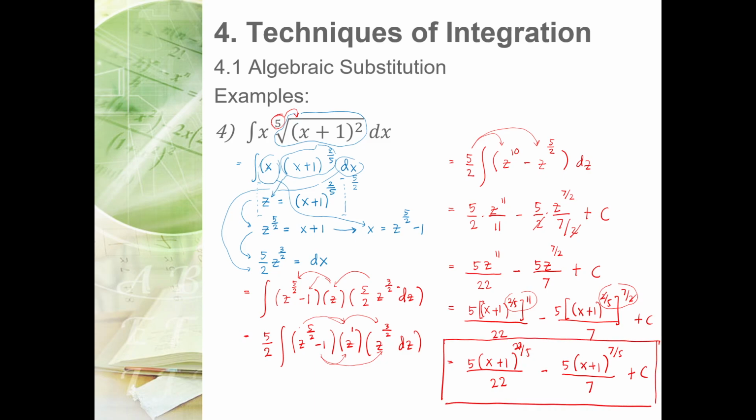It seems our answer is correct because if you look at the exponent, 22 over 5, it's the reciprocal of the constant 7 over 5. That is probably a hint whether your answer is correct or not.